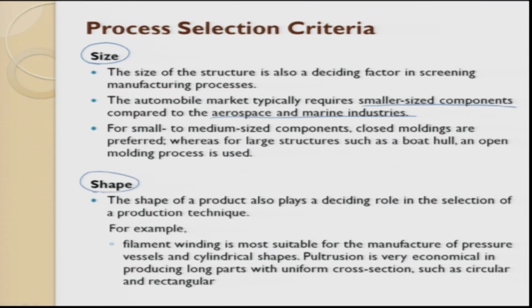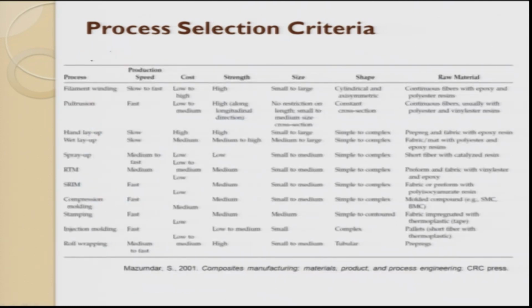Shape, what we talk about is the complexity of the shape. The shape of the product also plays a deciding role in selecting the production technique. So, filament winding is more suitable for manufacturing of pressure vessels and cylindrical shapes. Pultrusion is very economical for a long part with a uniform cross section, cylindrical or rectangular. So, shape plays a very important role, size plays a very important role. Depending upon all these things, I have listed down various processes and their criteria.